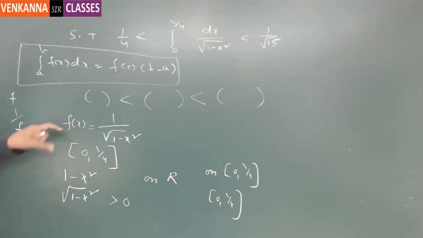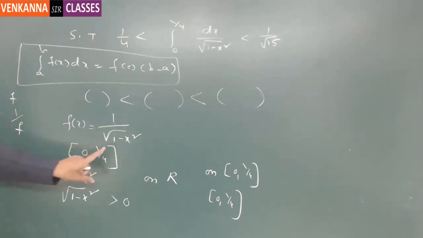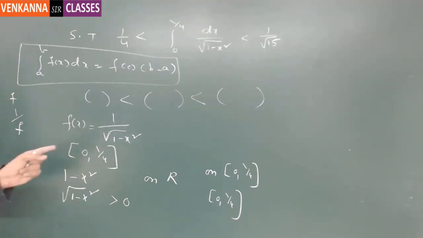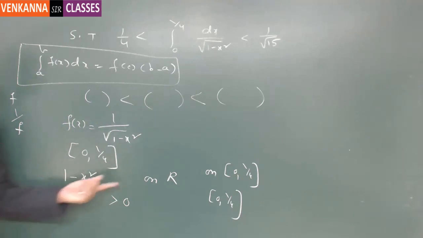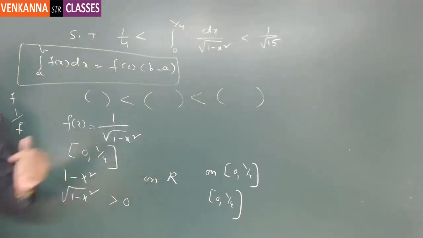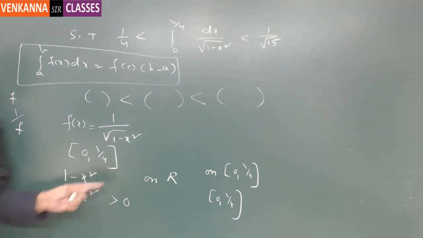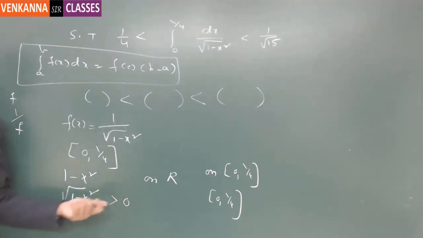So is this explanation sufficient for proving that this is a continuous function on the given interval 0 comma 1 by 4? The same words we will write on exam. We don't prove that it is continuous separately. We simply state these words: 1 minus x square is continuous on the real number system, hence it is continuous on the given interval. Root of 1 minus x square is continuous on 0, 1 by 4, and it is greater than 0 on this interval. And 1 by root of 1 minus x square is continuous. That's how you can apply mean value theorem. These 4 lines we will write on the paper.